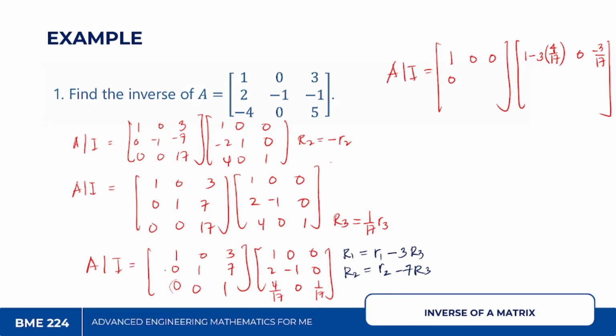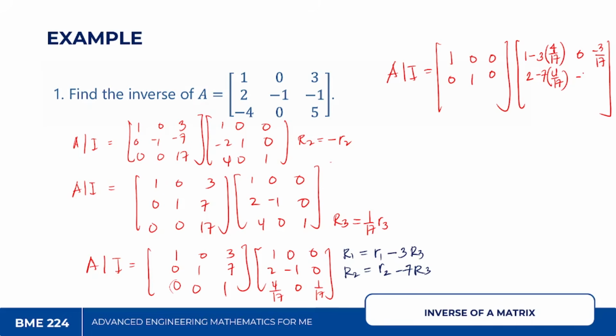Kasi R2, 0, minus 7 of the 0, 0 pa rin yan. Then, 1, R2, minus 7 of the 0, 1 pa rin yan. Ito naman, magiging 0 na yan. Then, we have R2, 2 minus 7 of R3, which is 4 over 17. Okay, then it's negative 1. Okay, negative 1. And then, we have here 7 times 0, which is 0. So, negative 1 lang ito. Negative 1 pa rin ito.